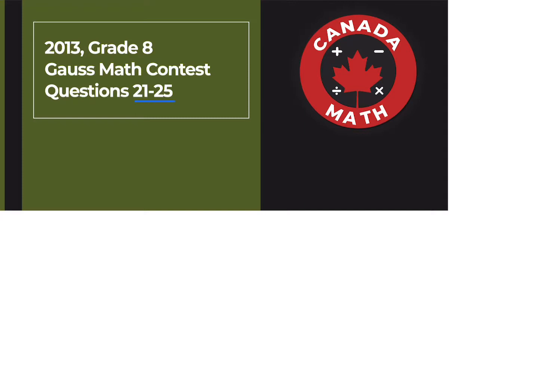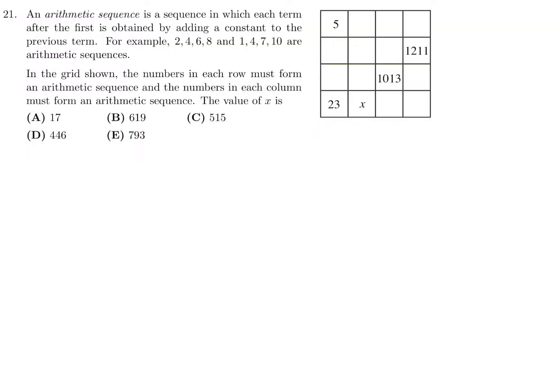Questions 21 through 25 on the 2013 Grade 8 Gauss Math Contest. An arithmetic sequence is a sequence in which each term after the first is obtained by adding a constant to the previous term. For example, 2, 4, 6, 8 and 1, 4, 7, 10 are arithmetic sequences.